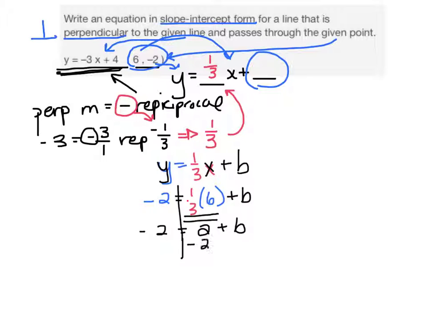And now we're going to subtract 2 from both sides so we can get just the b by itself on the right-hand side of the equation. We end up having negative 4 for our b.